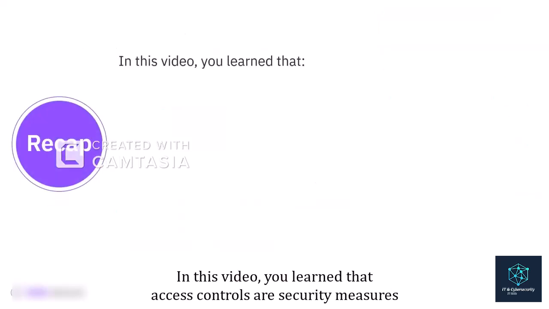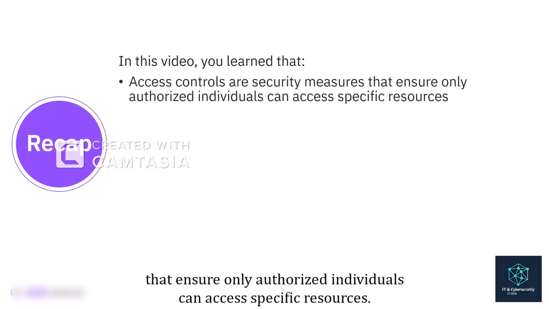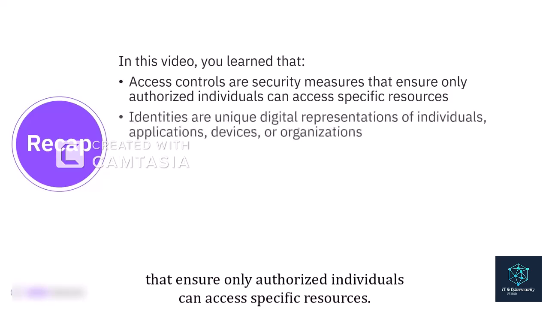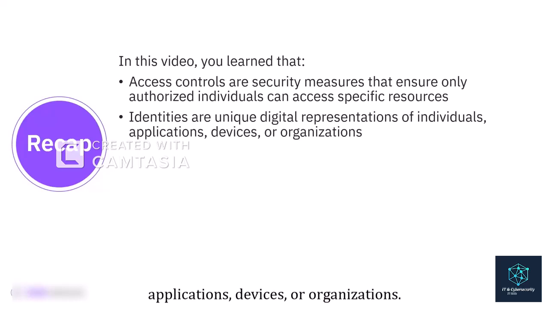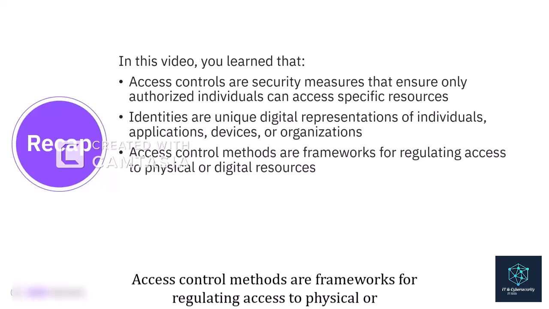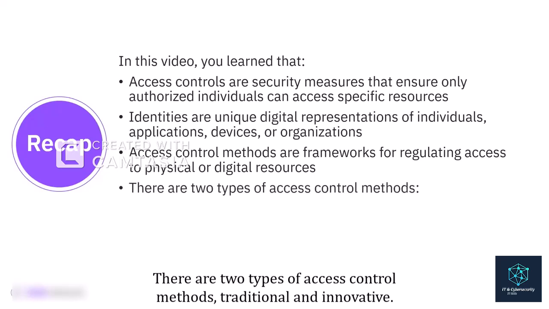In this video, you learn that access controls are security measures that ensure only authorized individuals can access specific resources. Identities are unique digital representations of individuals, applications, devices, or organizations. Access control methods are frameworks for regulating access to physical or digital resources. There are two types of access control methods: traditional and innovative.